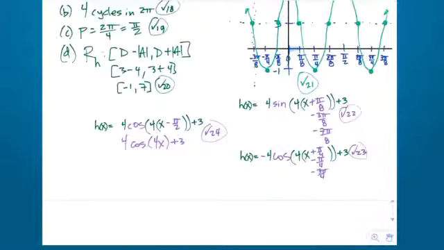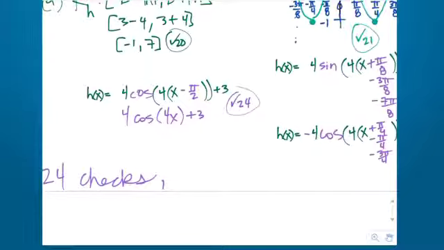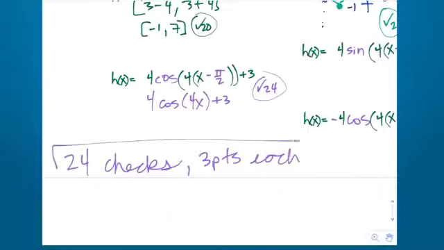Yay, so 24 checks. That comes out to be how many points apiece? If they're full credit. Like 4? 4 point something. But we should do a discount, right? We should do 3 points apiece. Okay, 3 points apiece.